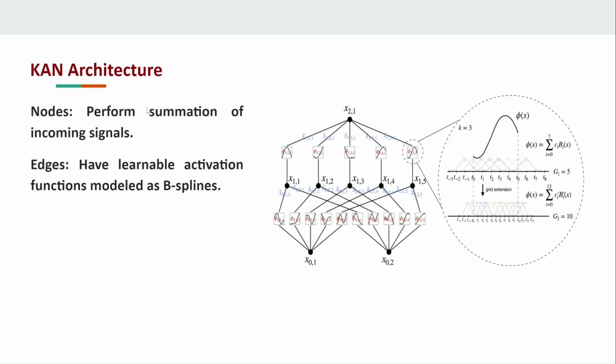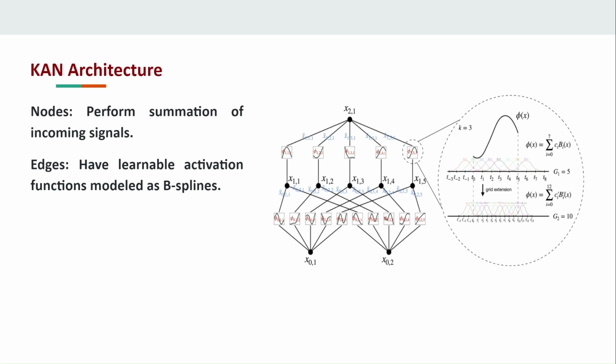So nodes perform the summation of the incoming signals, the activations from the previous layer, and then the edges have learnable activation functions modeled as B-splines. So this is what the B-splines look like, and they also propose grid extension for increased accuracy, which we'll take a look at a bit later. So again, activation functions are placed on the edges. The learnable coefficients are of the local B-spline basis functions.